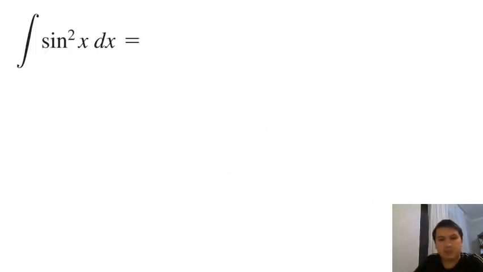All right, an example involving a trigonometric function, namely sine square. So I want to find the integral. In other words, I want to find the antiderivative of sine square x. All right, what could be the antiderivative? Interesting question. Looks like a difficult one, right?